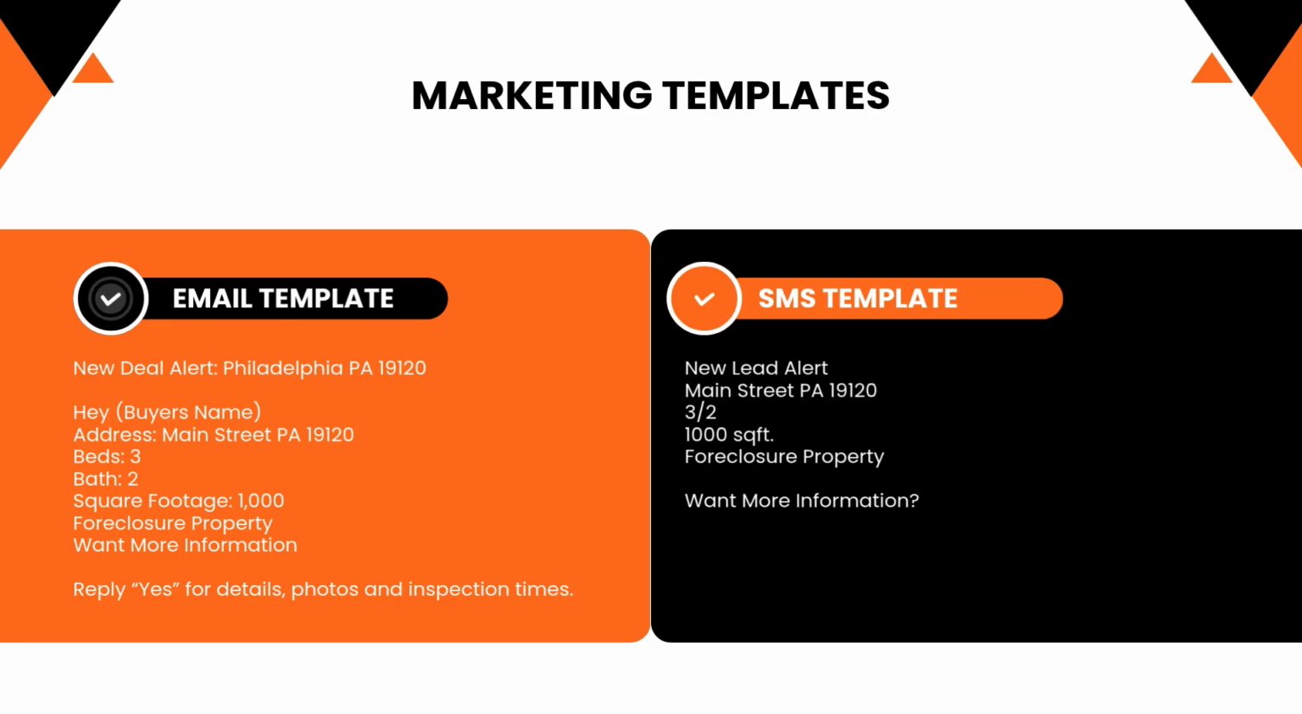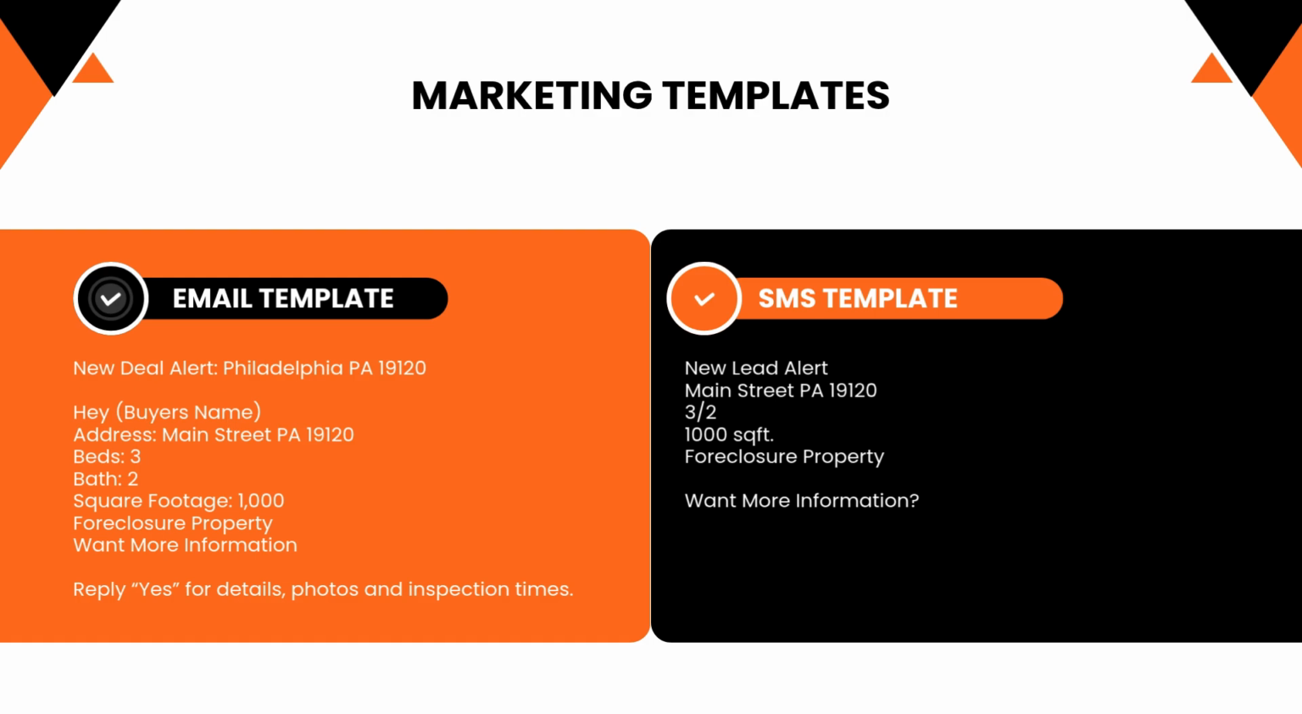Here's an example of what your marketing template should look like. Email template: "New Deal Alert, Philadelphia, PA 19120" will be your subject line. "Hey," mention your buyer's name and then include the address: Main Street, PA 19120, the number of beds, the number of baths, the square footage. This is a foreclosure property. Want more information? Reply yes for details, photos, and inspection times.